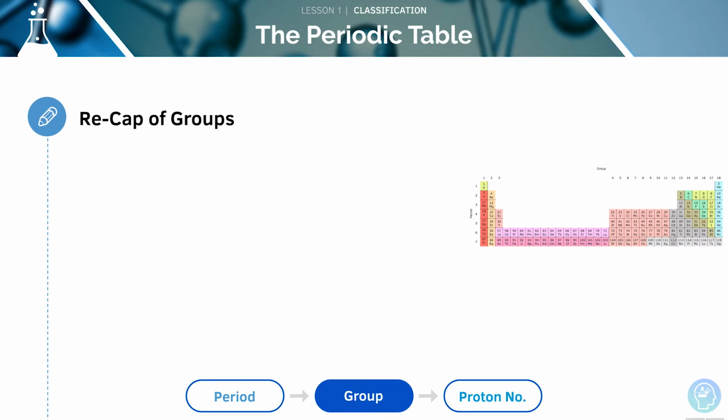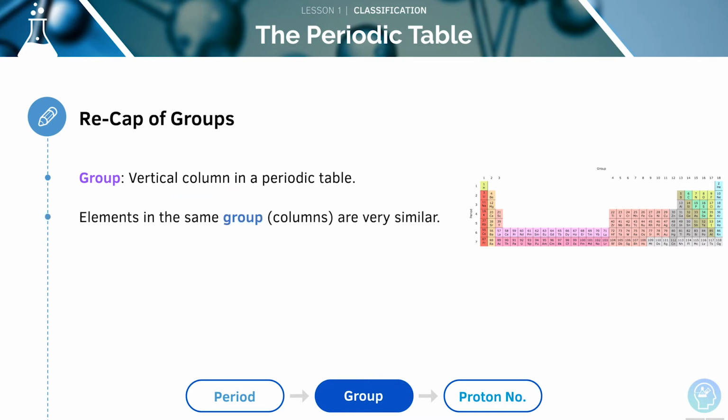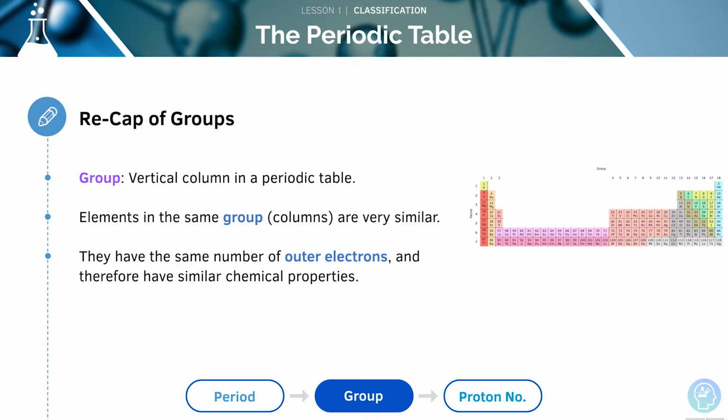Now let's look at groups. A group is one of the vertical columns in the periodic table. The number of the group that the element is found in will tell you the number of outermost electrons that are found in the atom. For example, elements in group 3 will have 3 electrons in their outer shell. You should remember, though, that elements in group 0 have a full outer shell. Elements that we can find in the same group are also very similar.